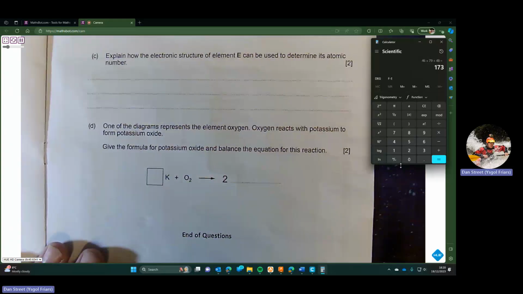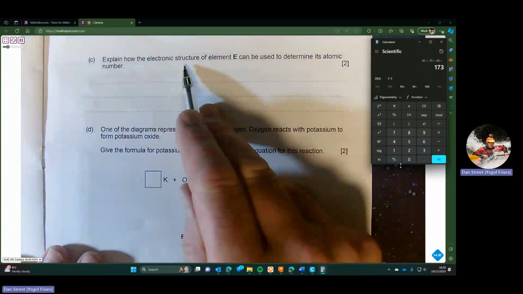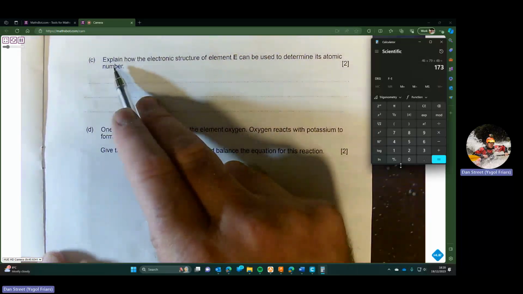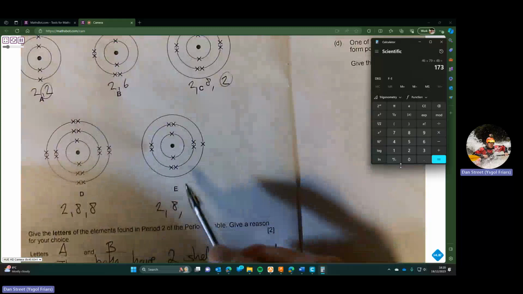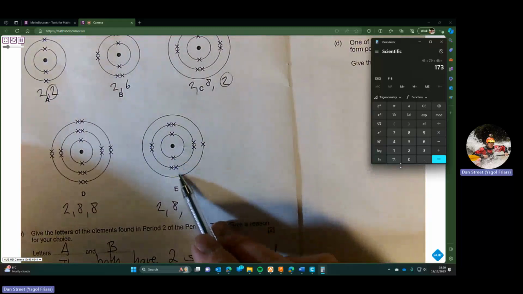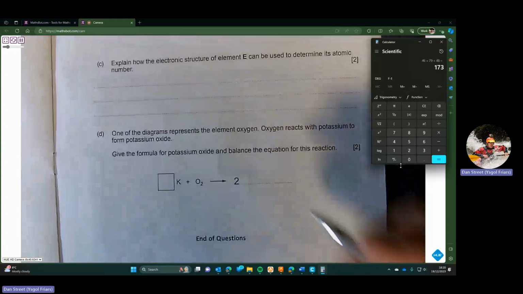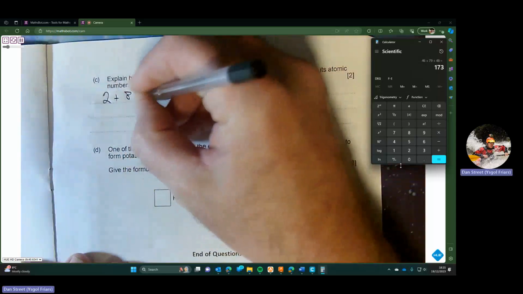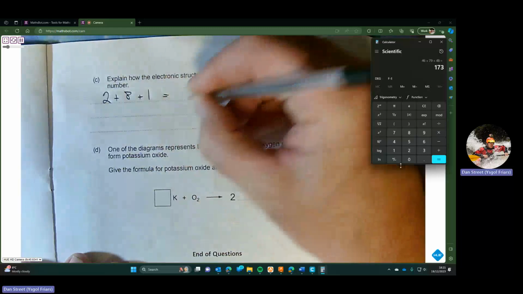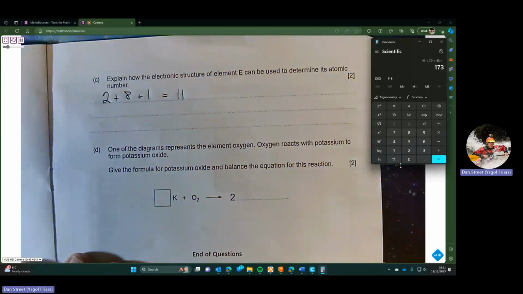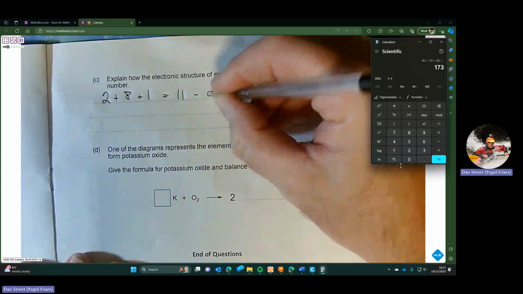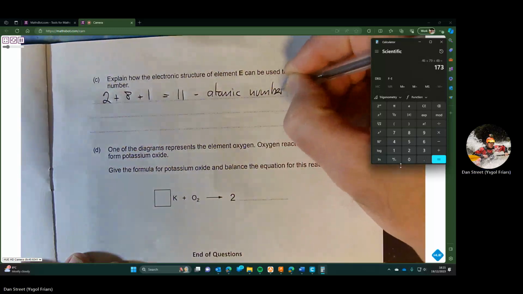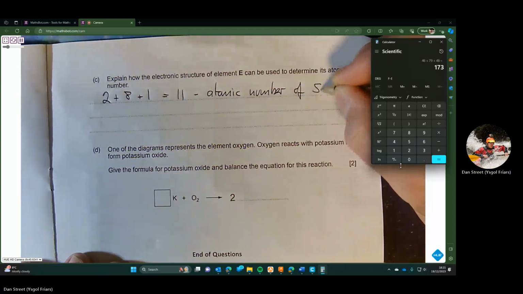And then the final couple of questions here. Explain how the electronic structure of element E can be used to determine its atomic number. Okay, so element E has got the configuration 2, 8, 1. Okay, so 2 plus 8 plus 1 equals 11, right? And that is the atomic number of sodium.